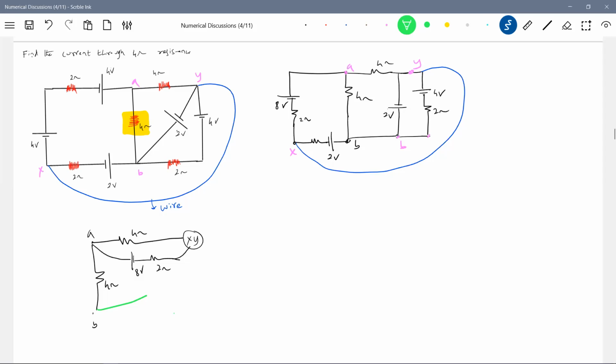And now you have to really question your teachers, like, why are you writing 2 volt only? What happened here? Why are these two not there? This is what I'm replacing with 2 volt. So where has the wire gone? We have made X and Y common, no? So then no question of the wire again. This is our 4 ohm. Hope everyone is able to understand.